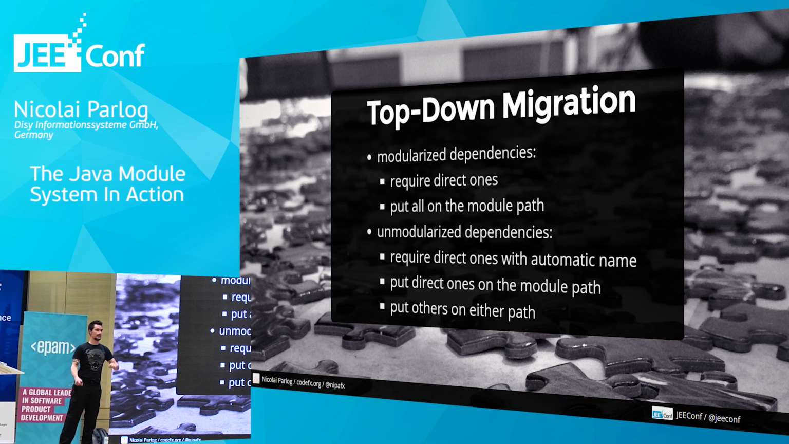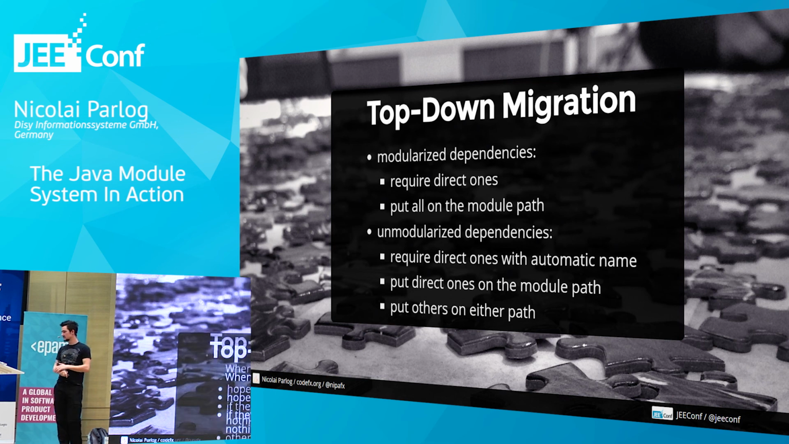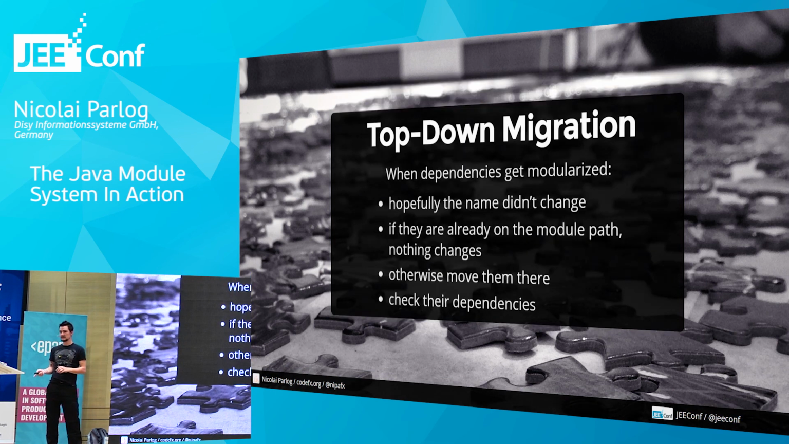And if in turn Guava depends on a bunch of stuff, I can put that on either path and everything is fine. So this means that we can, from the top, put our stuff into the nice module path, and then pull our dependencies in one after another, because when a dependency gets modularized, in the ideal case, its name didn't even change because the JVM derived it correctly, and then nothing happens. It just stays where it is and everything is fine. I may have to check its dependencies, but otherwise, I can just slowly move all the stuff to the module path and maybe forgo the class path entirely.